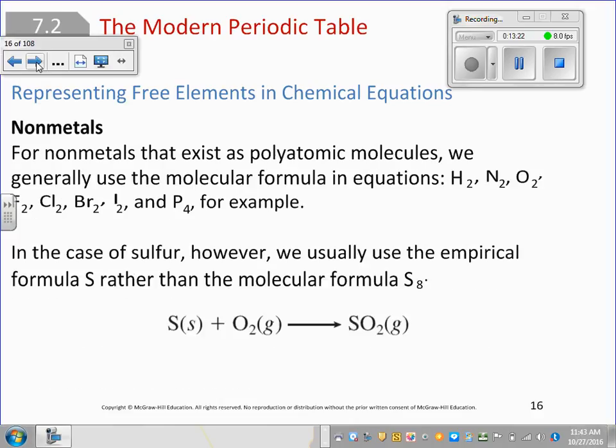For nonmetals, there are certain polyatomic ones. Remember, we talked about the diatomic molecules. You have to know those. Hydrogen, nitrogen, oxygen, fluorine, chlorine, bromine, and iodine all exist as diatomic. Phosphorus can exist as P4. Sulfur exists as S8, but in chemical formulas we just use S for sulfur.